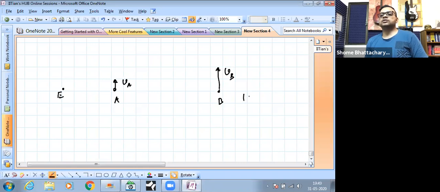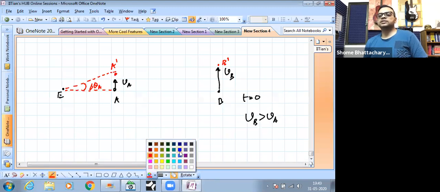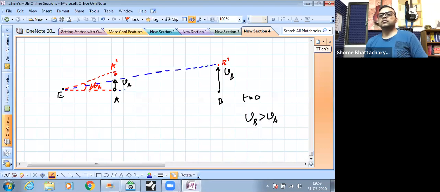Now this was at t equal to zero, and you can see that VB is greater than VA as I've drawn the vector. But now, suppose after some time, A has reached here to A prime, whereas B has actually covered a larger distance but reached somewhere here, B prime. So you can see B's displacement is more than A's. But what will happen is A's angular displacement is this much. This is delta theta for A. Whereas B's angular displacement is going to be only this much.